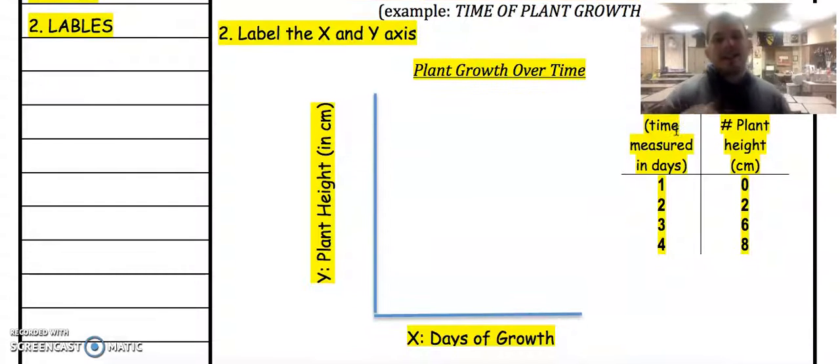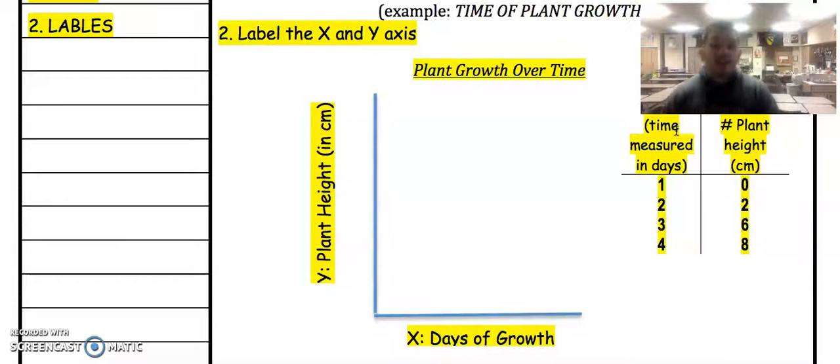And what I put is days of growth on the bottom, because you could put time of growth or days of growth. When you do the numbers on the bottom, you have to put the units so that people know. If you just put time of growth without saying days, weeks, months, seconds, minutes, people don't know what you're counting by. So it's very important.